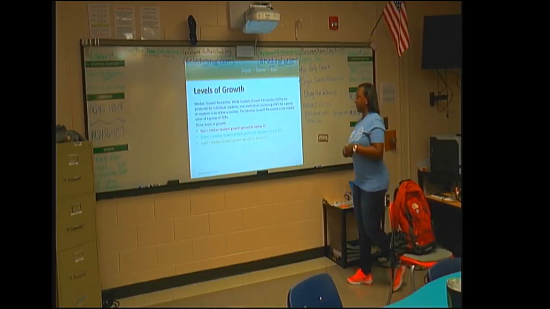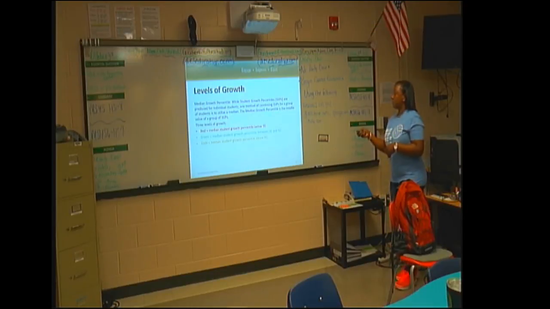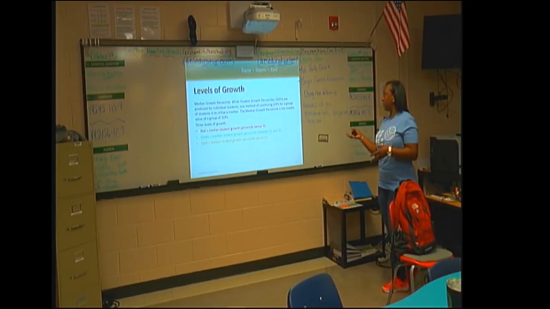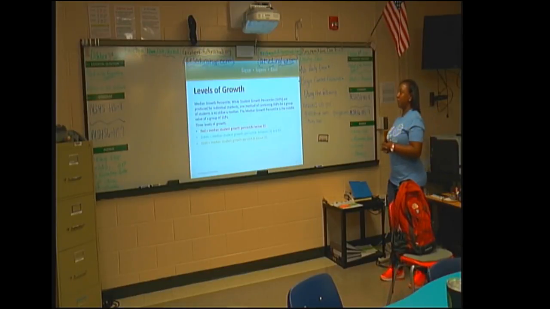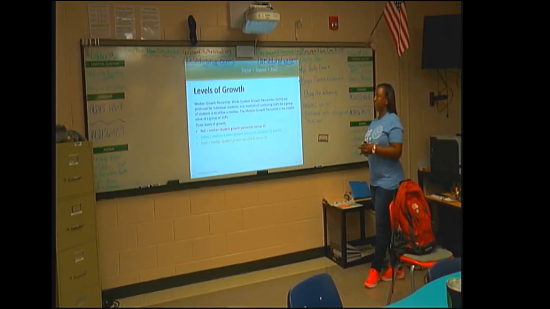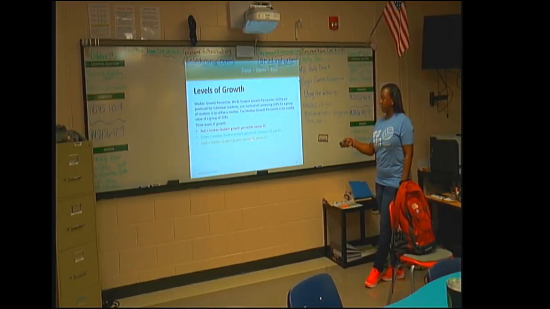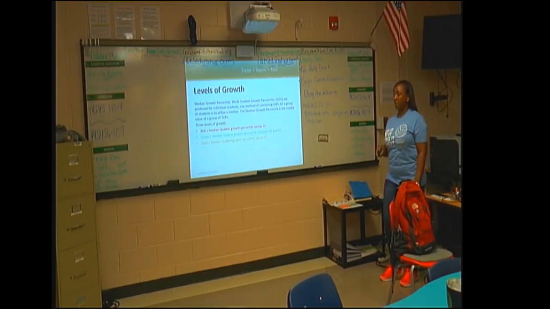So, levels of growth. While student growth percentiles are produced for individual students, one method of combining SGPs for a group of students is to utilize the median. The median growth percentile is the middle value of the group's SGPs. So there are 3 levels of growth. Red is below 35, green is between 35 and 65, and gold or yellow is above 65.